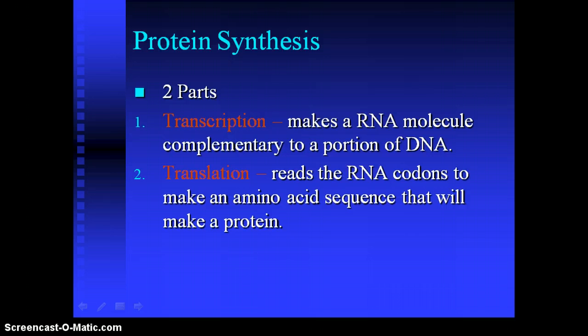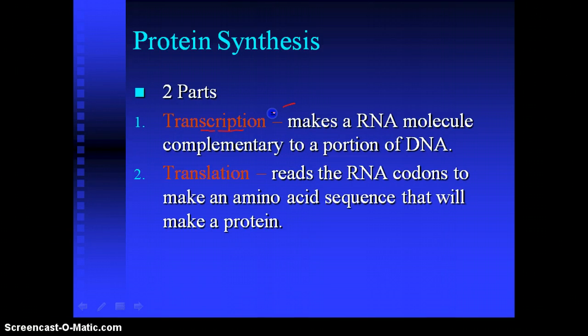The way I like to describe transcription is that "script" is sometimes helpful to note in here. If we think about what that is, it's just a writing or a copy. If you scribe something, you copy something down. That's what's happening here: RNA is making a copy of DNA. Translation is when the RNA is read, and this happens at the ribosome.